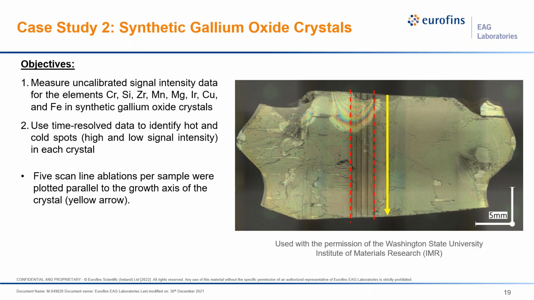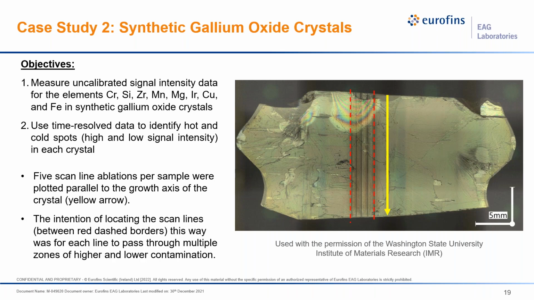So we used 5 scan line ablations per sample, and they were plotted parallel to the growth axis of the crystal as indicated by that yellow arrow in the figure. And the intention of locating the scan lines, which you can see between those red dashed borders, the point of doing it this way was for each line to pass through multiple zones of higher and lower contamination. That was the client's hypothesis.